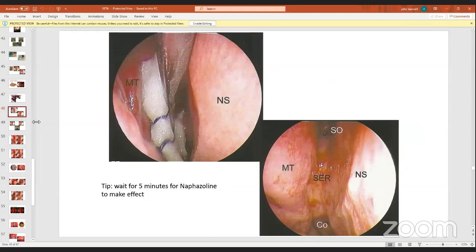This one was just to show you the view that you have when you wait for 5 minutes. You leave your patty there for 5 minutes, and then you have this view.